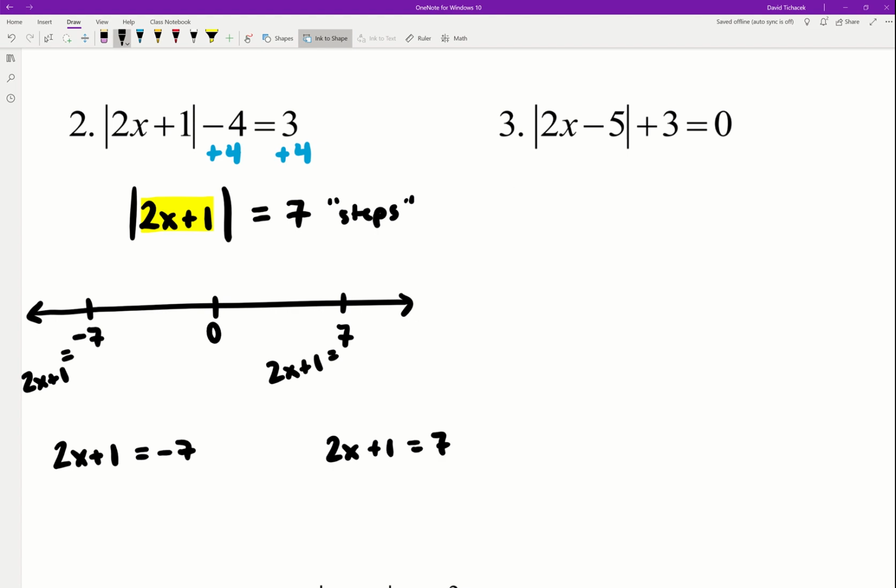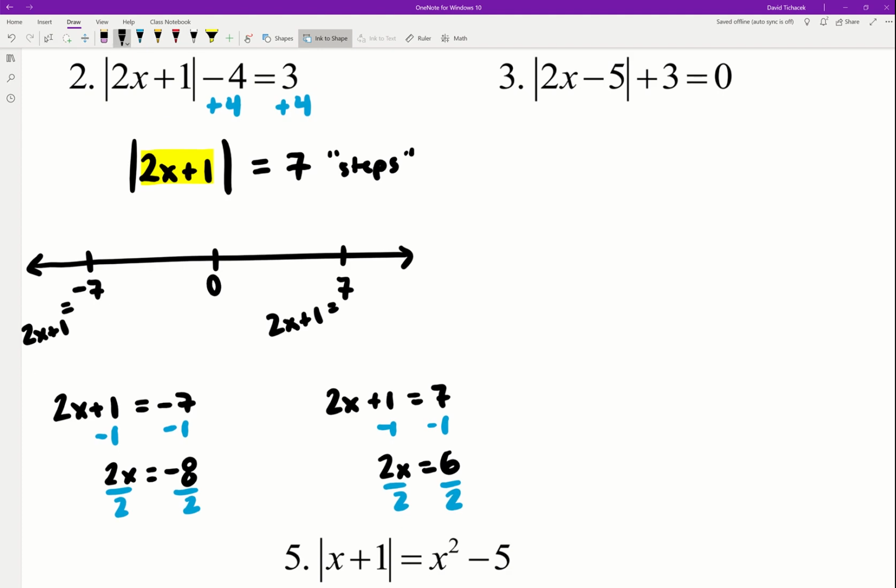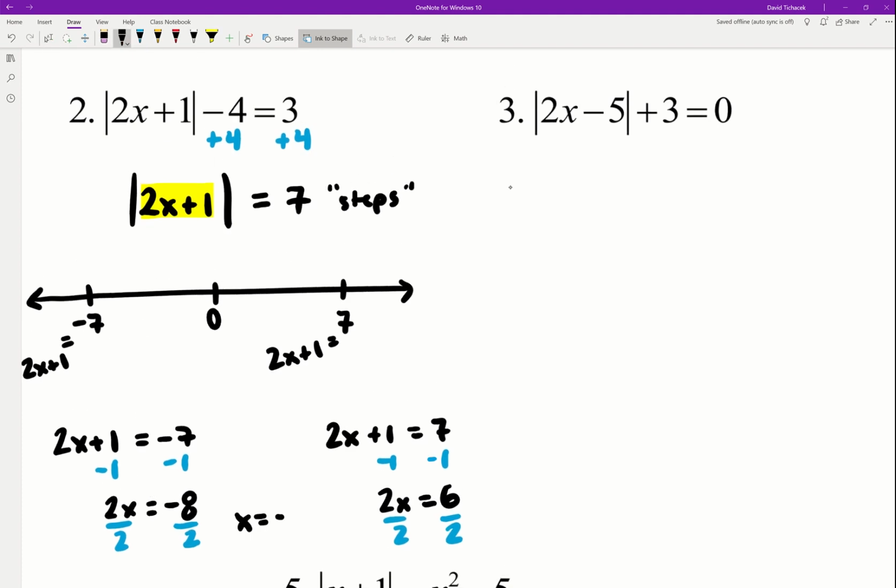And then I would just go ahead and solve these both individually, just doing your inverse operations, nothing special here at this point. We're just going to go ahead and subtract 1 from both sides, in which case we're going to get 2x is equal to negative 8 on that equation on the left, and 2x is equal to 6 on that equation on the right. And then, of course, we would just simply go ahead and divide both sides by 2 in both of these equations, and we would get 2 different results. We would end up here with x is equal to negative 4 as our first result, and x is equal to positive 3 as our second result.